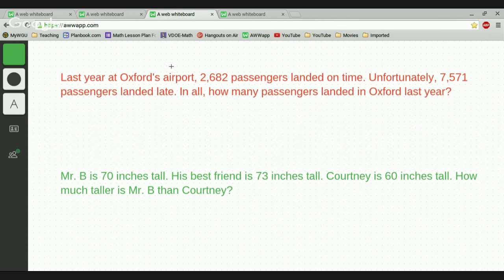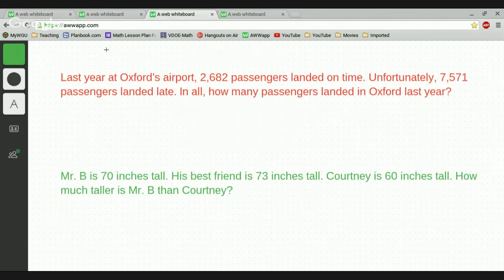Last year at Oxford's airport, 2,682 passengers landed on time. Unfortunately, 7,571 passengers landed late. In all, how many passengers landed in Oxford last year? So I've read it twice. Let's see what my next step is.